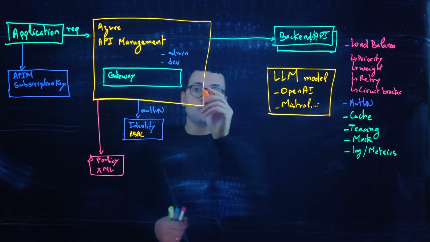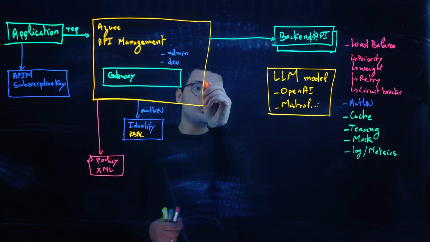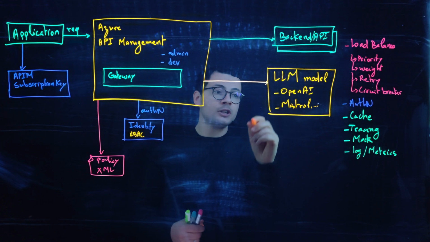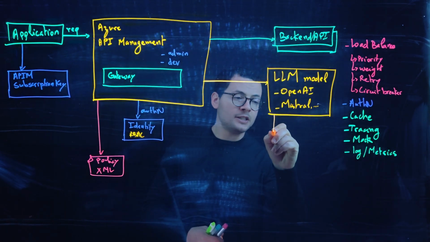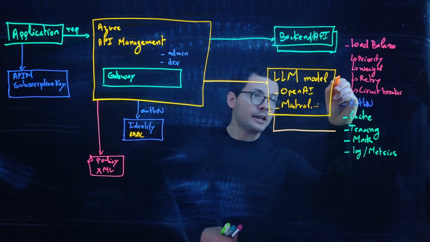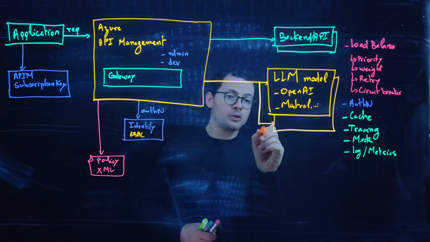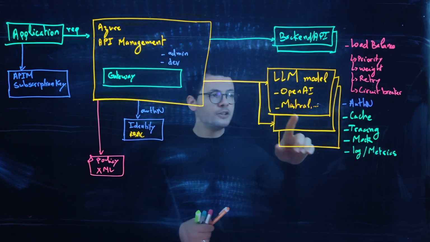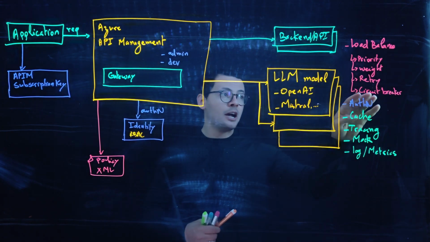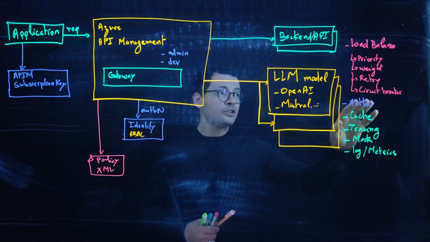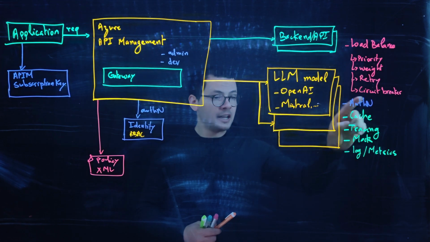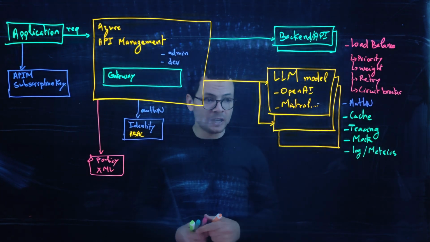So here we can still apply the load balancing for these models. Even if I have multiple instances of the LLM, I can send the requests to all of them. So here I can also load balance to this instance. And it turns out that it's really very useful to take advantage of the priority retry and the circuit breaker patterns in the load balancer.